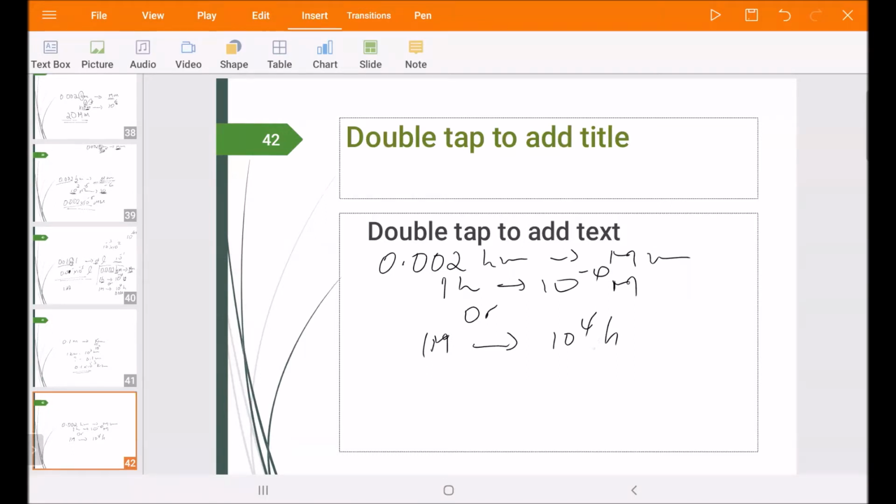Is this relationship correct? Yes. All right. Now, hecto to mega, we can use this relationship: 0.002 hectometer is how many megameter?